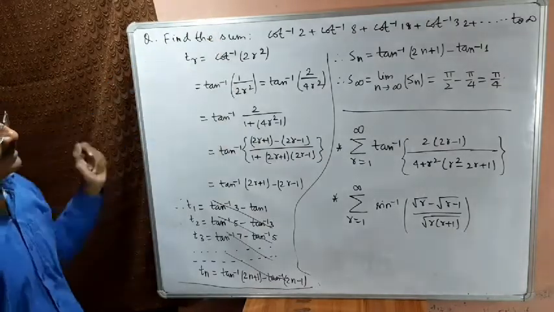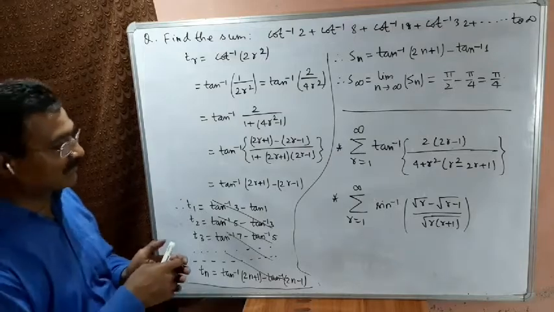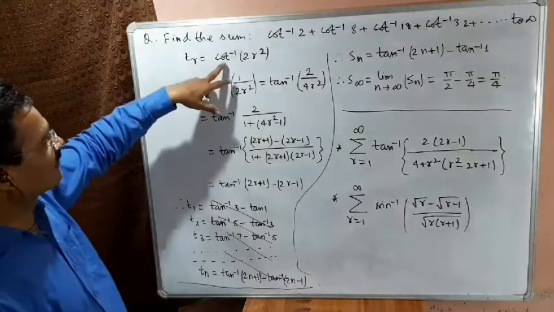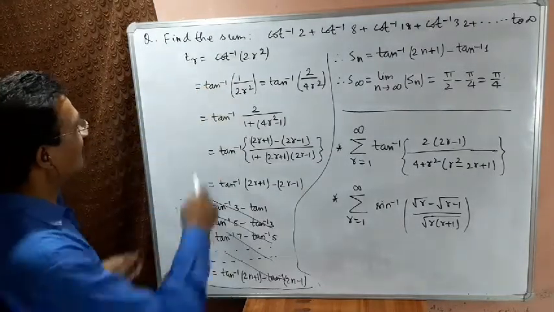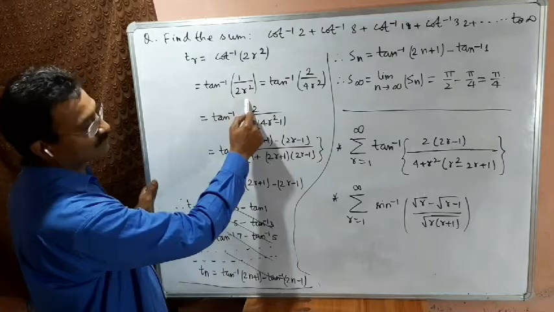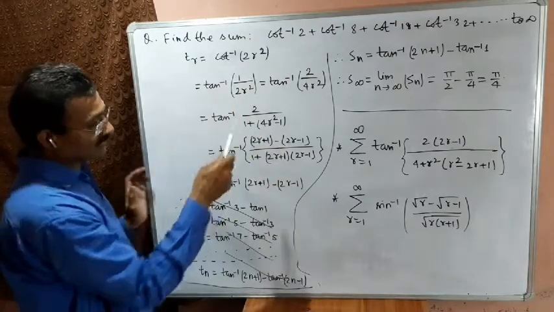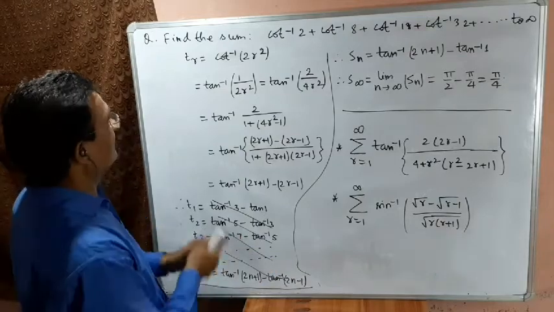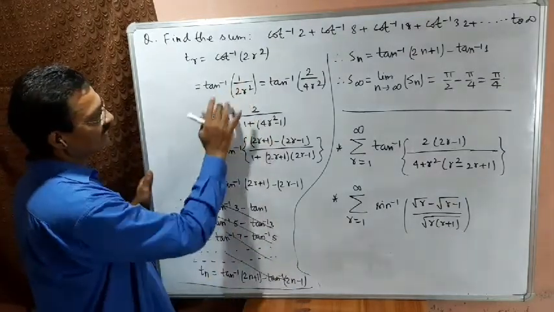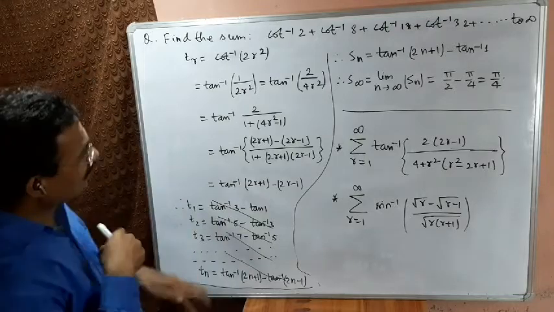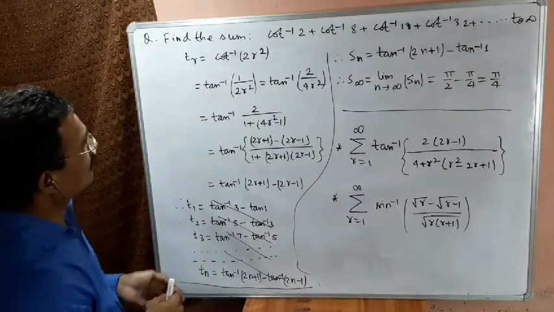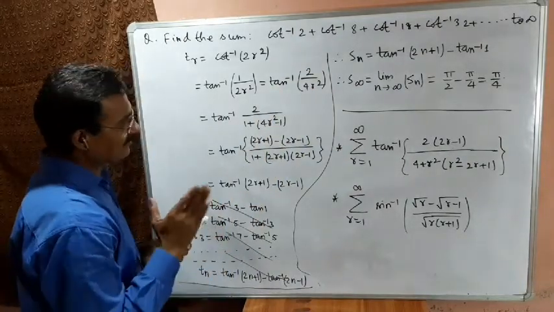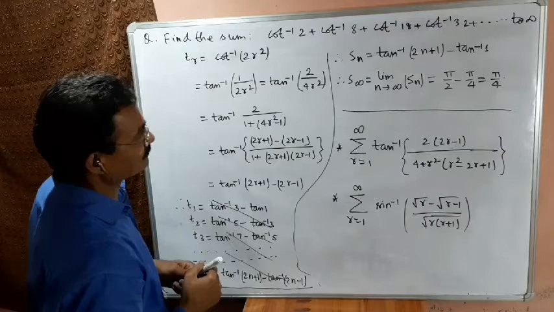This is cot inverse. It is always convenient to form this as tan inverse x minus tan inverse y. Therefore, first of all, we will convert cot inverse into tan inverse, and this will be tan inverse of 1 by 2r square, since cot inverse x equals tan inverse 1 by x. Now our work is to formulate this as we have seen in the previous question.